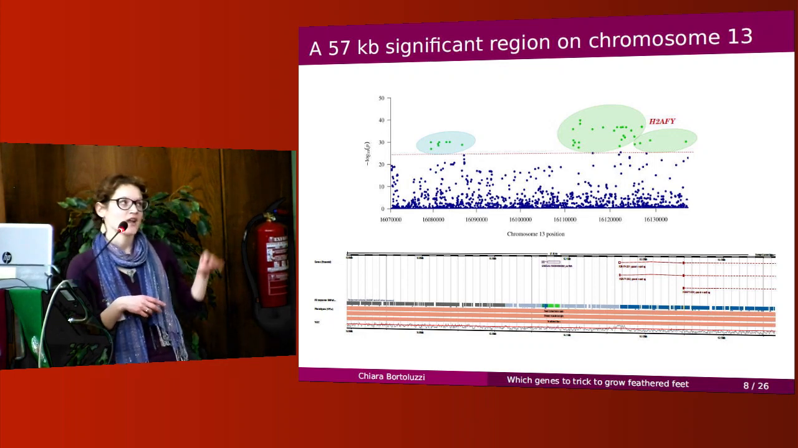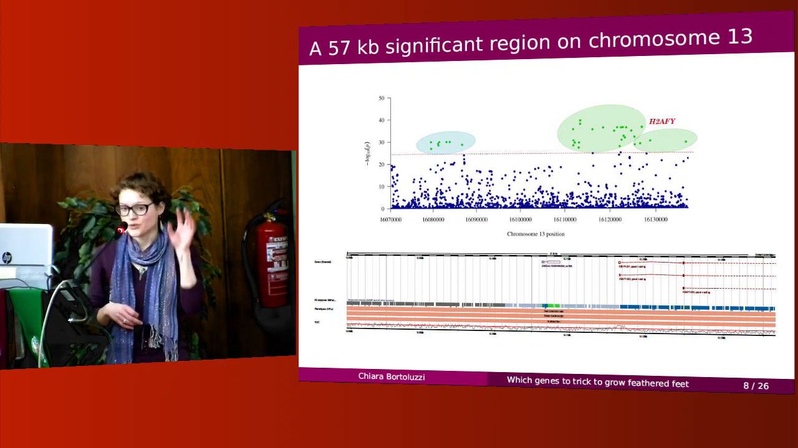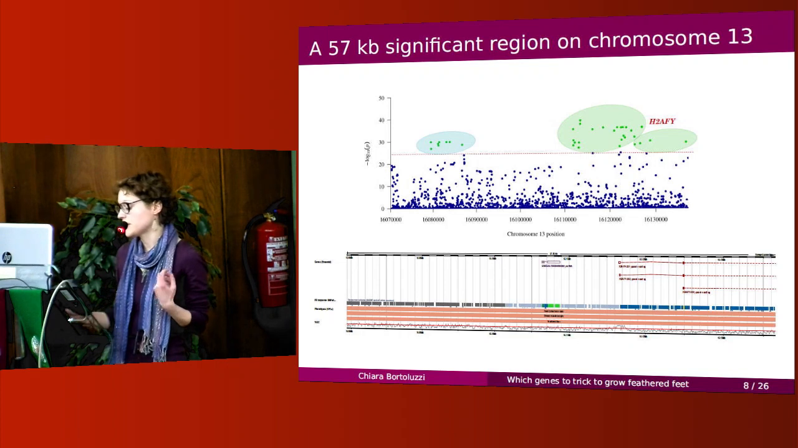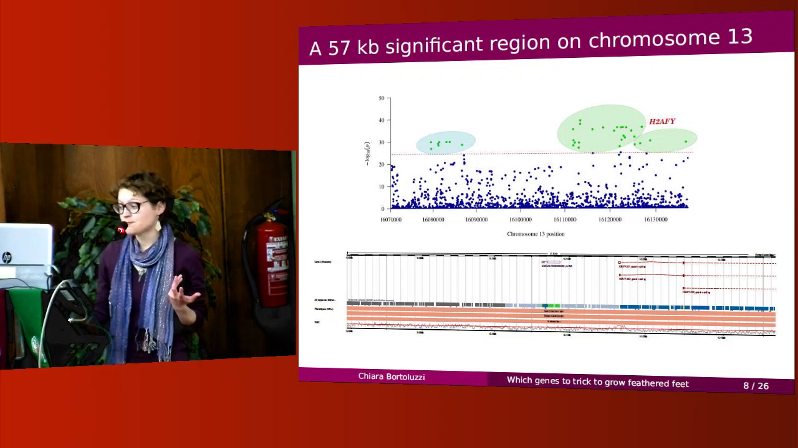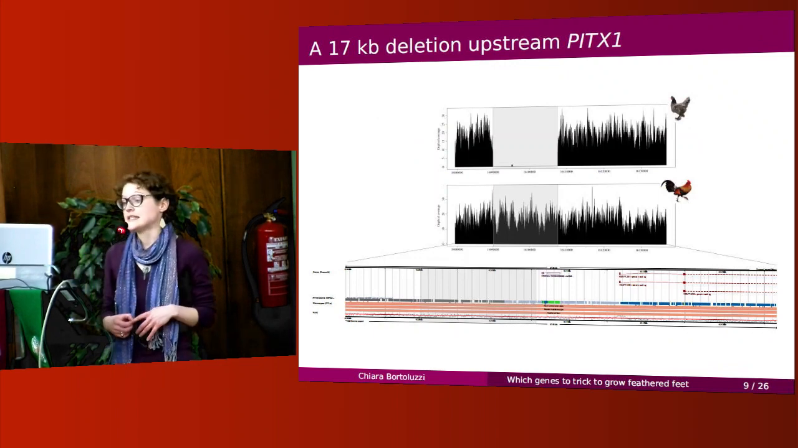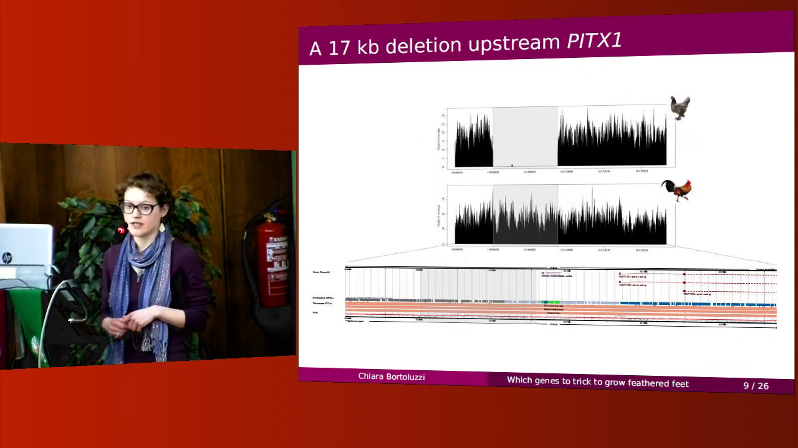So I was interested in what was in the region where we had these intergenic variants that were also present in the peak. So the first thing that we did was to look at copy number variation. So we detected a 17 kb deletion upstream of our gene.